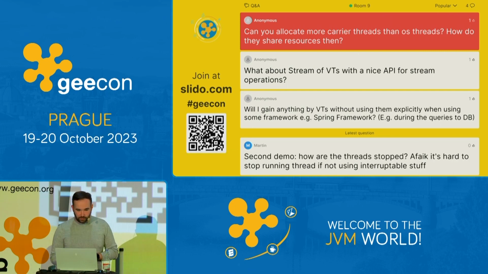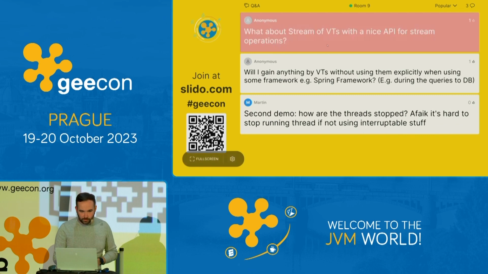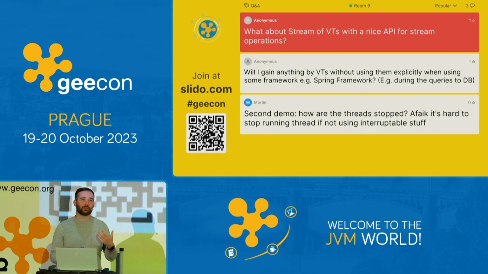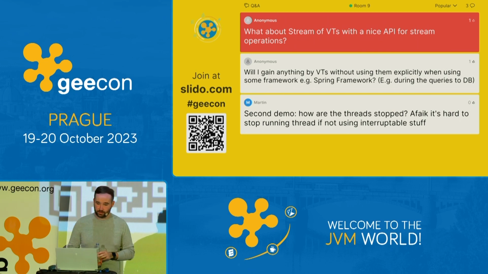What about streams of virtual threads, which is a nice API? There is some part with the structured concurrency part, where they want to use a stream of virtual threads. So there is some talk about that on the mailing list, but it's not in the preview version just yet. But it would be a really nice API, that's for sure.